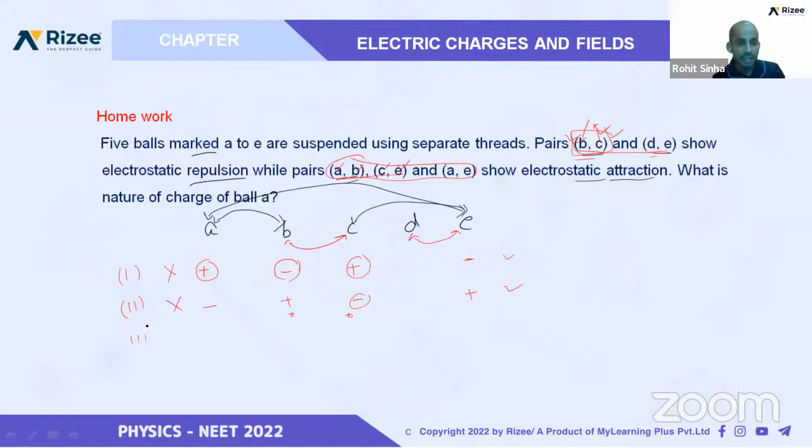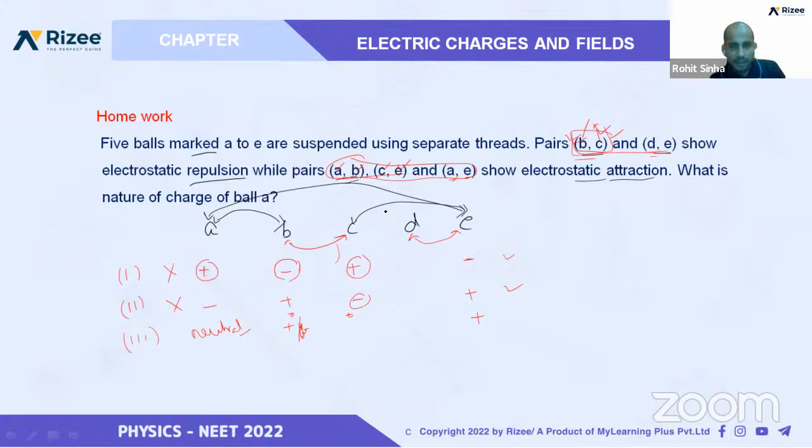Now, we'll take the last and third assumption, that A is a neutral body. If A is neutral, then A shows attraction with B. Attraction with B means that B can be either positive or negative, maybe anything. Let us assume B is positive. And A is neutral, then E can be either positive or negative. Let us assume E is also positive. A neutral body can show attraction. We have learned this in our previous lecture also.